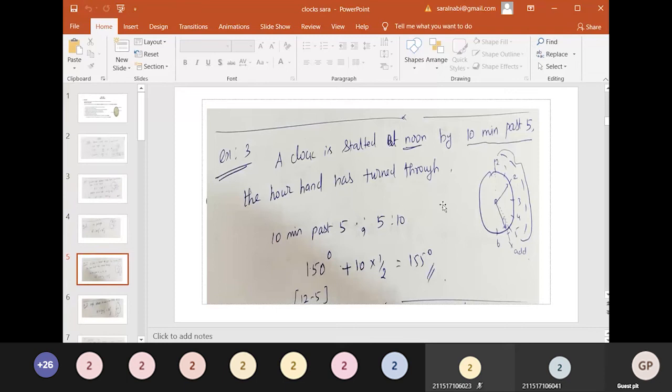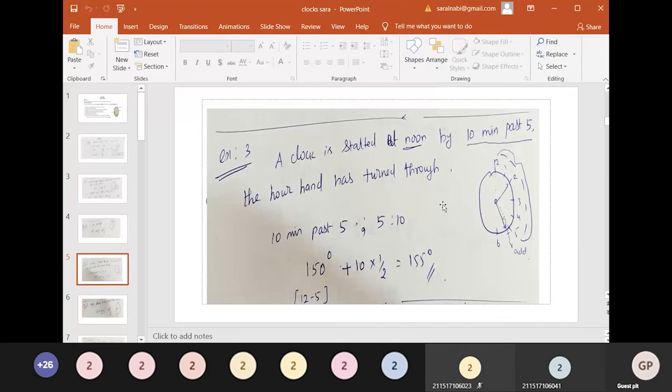So 5 hours 10 minutes, they have given the time. But the clock started by 12 noon, that is 12. Now listen carefully, we have to add here. It started from 12 noon, right? So totally the hour hand crosses 5 hours. Correct? 12 to 1, 1 to 2, 2 to 3, 3 to 4, 4 to 5. So totally 5 hours. So 5 into 30 degree, 150 degree. So for 5 hours, 150 degree.